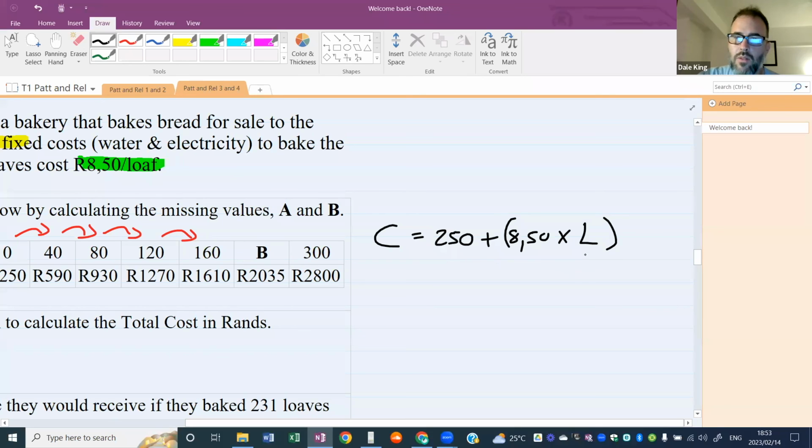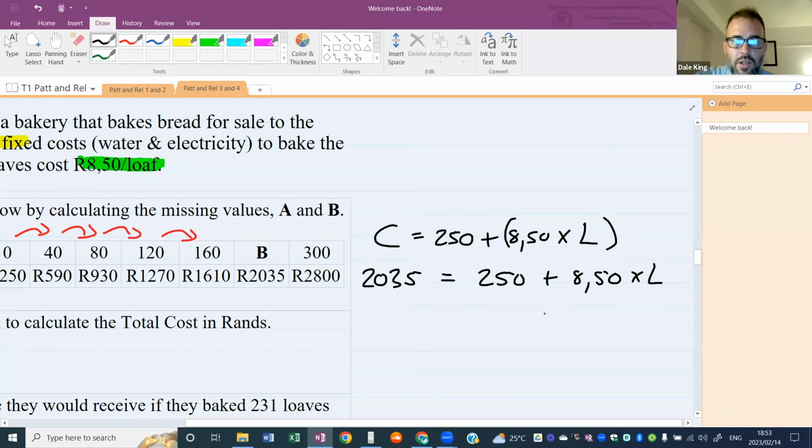Now, we don't have the number of loaves. We're trying to find the number of loaves. So we have a cost, and I'm going to put that in on this side. So 2035 is my cost. And this is 250 plus 8 Rand 50 times the number of loaves. And I want to find the number of loaves.